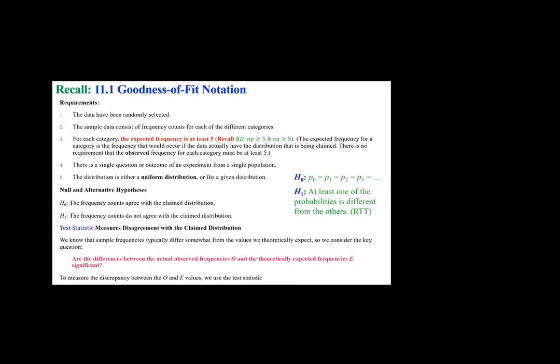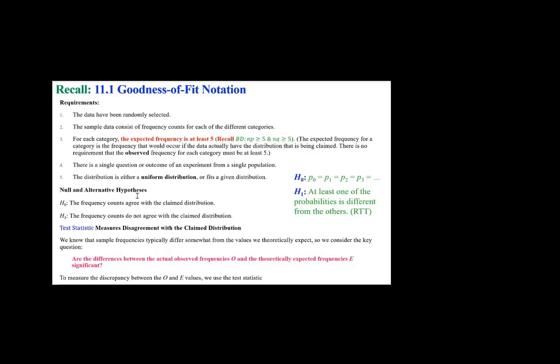The goodness of fit, I want to discuss that quickly. 1, the data have been randomly selected. 2, the sample data consists of frequency counts for each of the different categories. 3, for each category, the expected frequency is at least 5. Recall binomial: np greater than or equal to 5 and nq greater than or equal to 5.